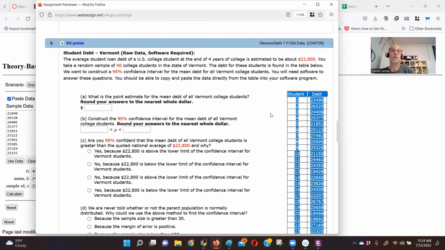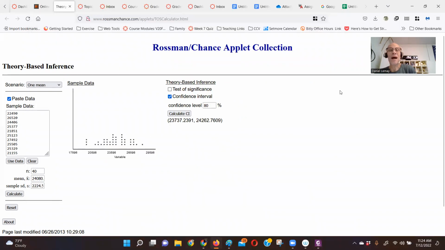So you just come back here to the applet, and make sure you click confidence interval, right? We aren't doing significance tests yet. That's the one sample t interval. And so we're 95% confident that the true debt, based on this sample for Vermont students, is between those two numbers.